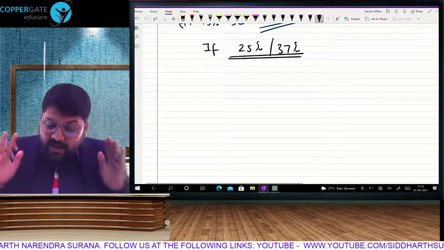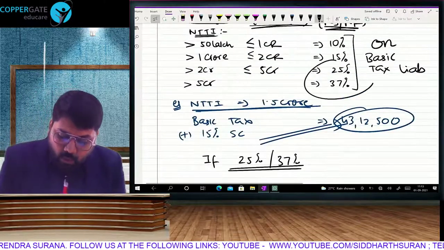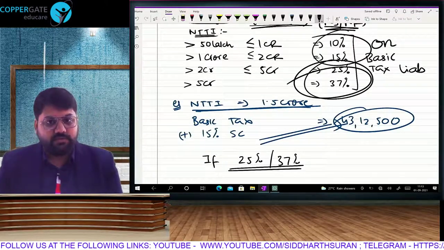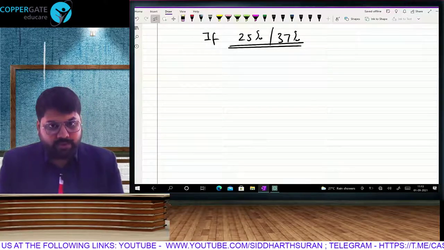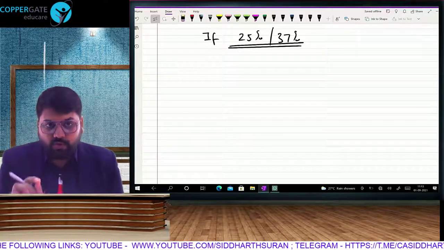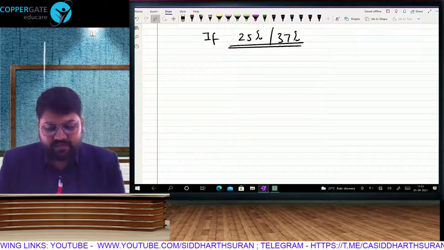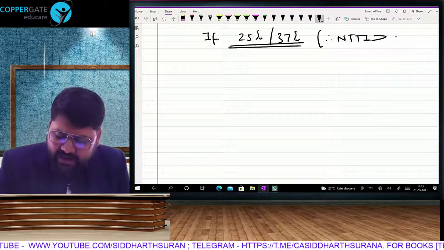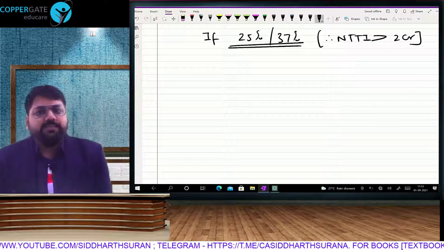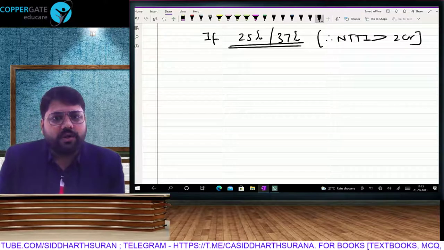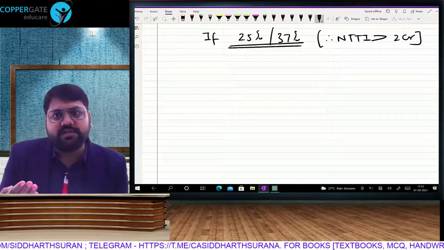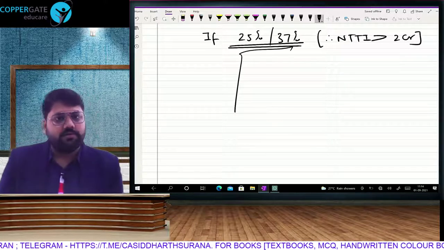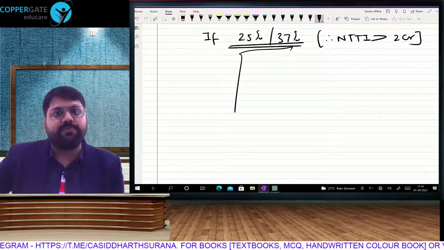Whatever I am now discussing with you is applicable only to these assessees. It is not applicable to these assessees. This data that I am going to teach you now is applicable only for those who have surcharge in the range of 25 and 37. That means their NTTI has definitely exceeded 2 crore rupees, because 25 comes only after 2 crore. And of course, later it can become 37 also. But you have to cross 2 crore to come here, and only those people are going to come here.